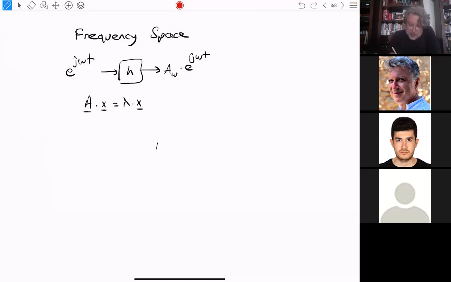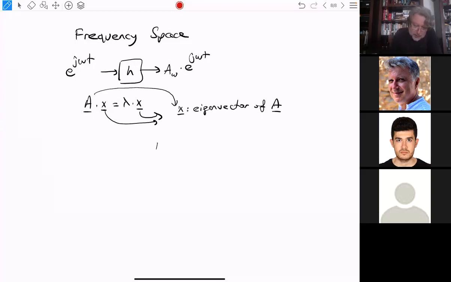Okay. Do we know what these x's are for this kind of a system A? What is the relation between A and x, in other words? Do you remember that from linear algebra? Eigenvector. Yes. x is the eigenvector of A. It must be an eigenvector of A.